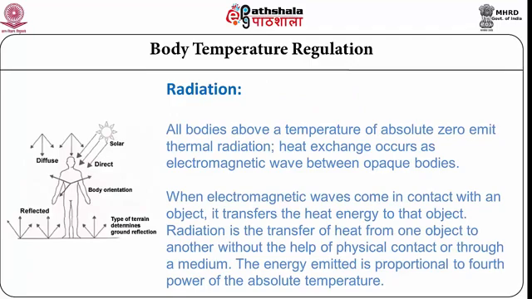Now let us talk about thermal radiation. Heat exchange occurs as electromagnetic waves between two opaque bodies, the human body and some external source. In the illustration I am showing here, the solar heat comes directly onto the human body, gets diffused, and also gets reflected from the terrain surface. So the entire thermal radiation falls on the human body.